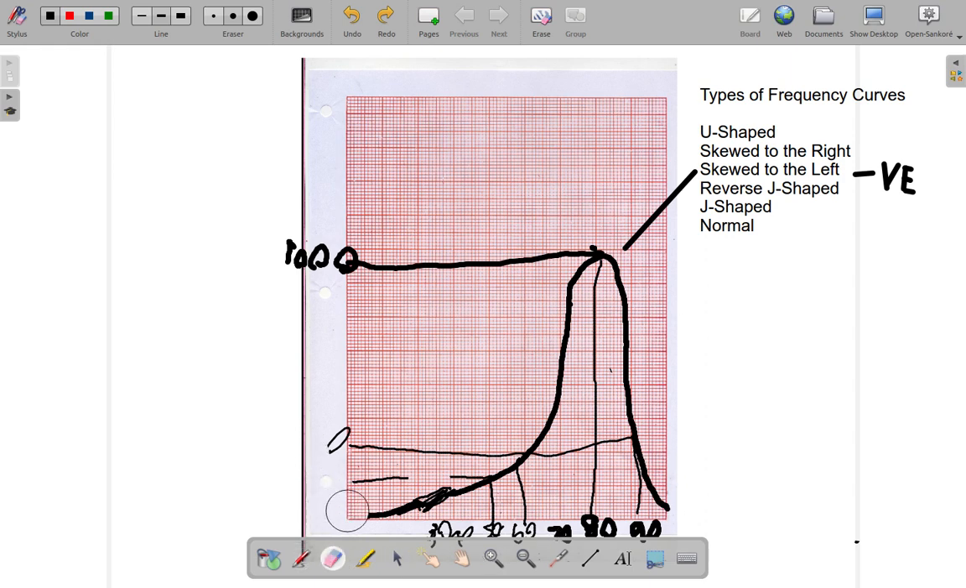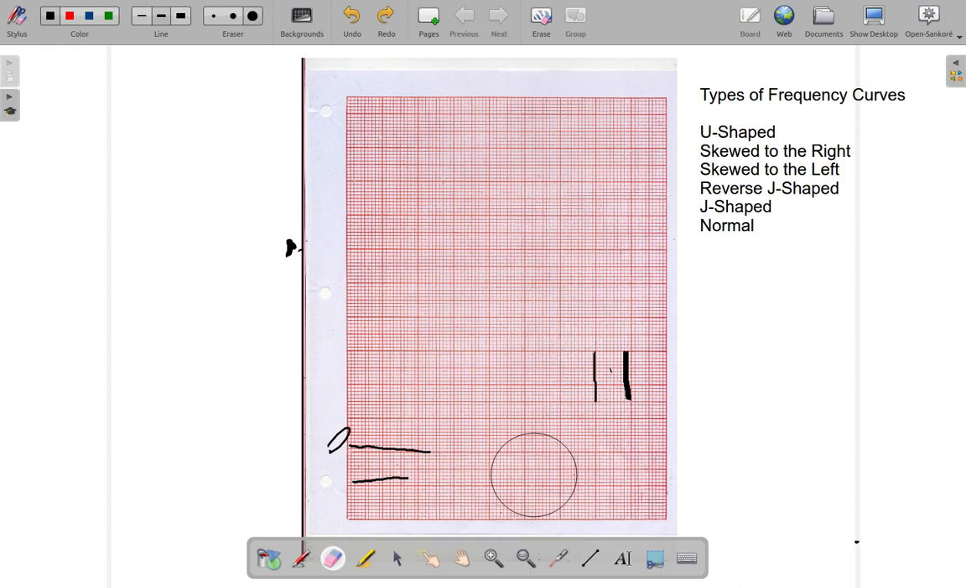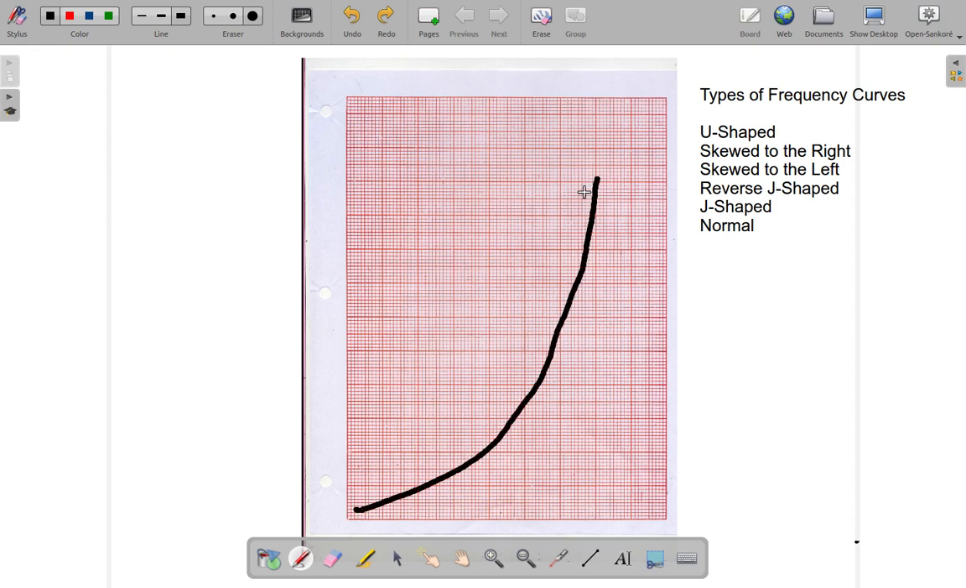Now, let's look at the other curve. Let me get rid of this. Now, the reverse J-shaped curve. Let me use a thicker line. It could be a situation like this. That's the reverse J shape. Let me draw that again.